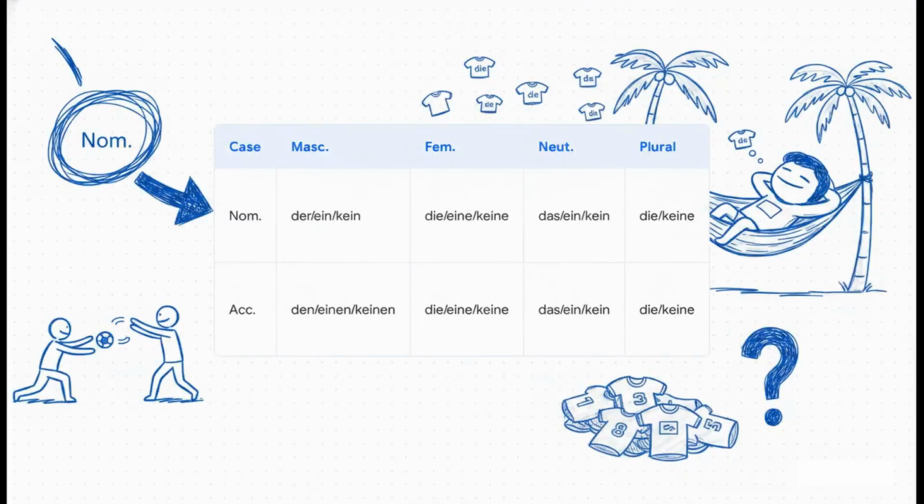Now, what's really interesting about mapping out all these definite, indefinite, and negative articles across both cases is this. Look at the incredible laziness of the feminine, neuter, and plural forms. Seriously, from the nominative right down to the accusative, they stubbornly stay exactly the same. Die stays die. Das stays das. They don't change their uniform at all when they switch jobs from throwing the ball to catching it.